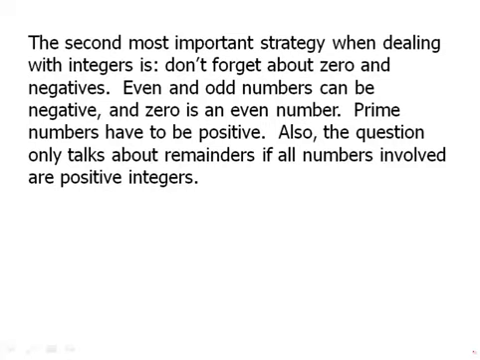Even and odd numbers can certainly be negative, and zero is an even number. Prime numbers do have to be positive, so if you're told the number is prime, you do know it is a positive integer. Also, the question only talks about remainders if all the numbers involved are positive integers. So that's another case where you know you're dealing with positive integers.